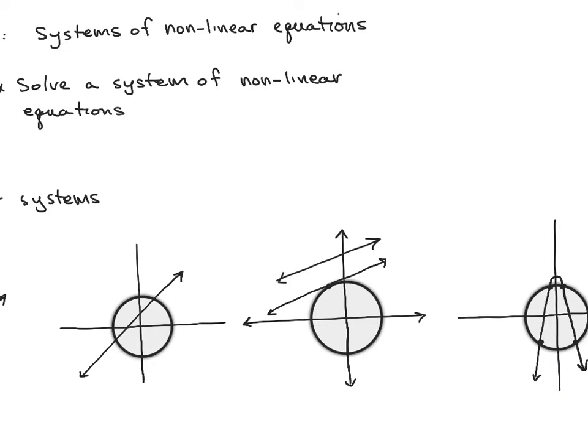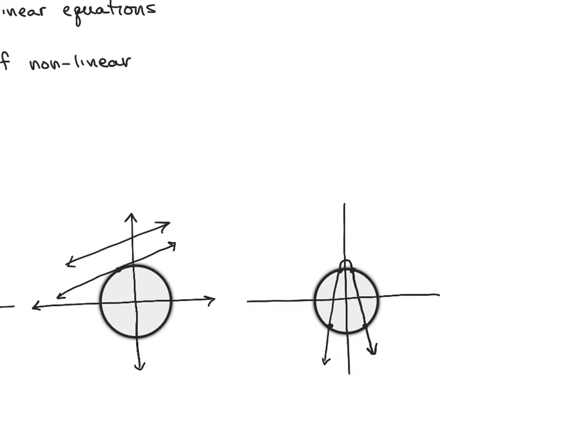We could also have a situation like this where we have a circle and a parabola with 4 points of intersection. So there's lots of different types of nonlinear systems of equations that we can see, and more options for different numbers of solutions.